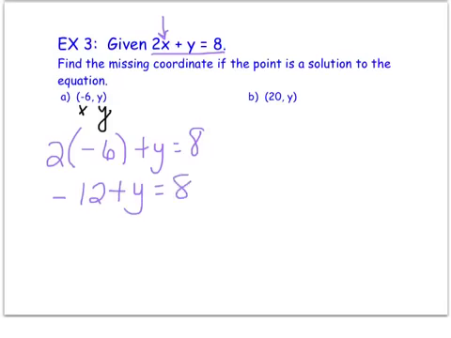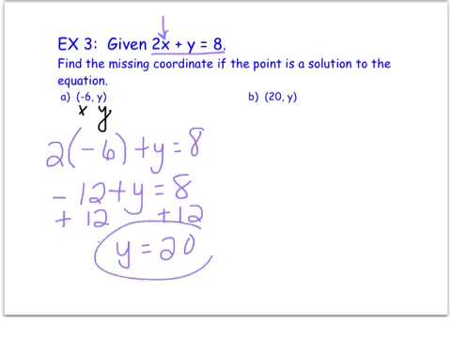Okay, what do I do now? I've got a one-step equation to solve. I'm going to add 12 to both sides, and I get y equals 20. Ta-da! Okay, you guys go ahead and give B a try. Raise your hand so we can give you a check, some love, and a smile.